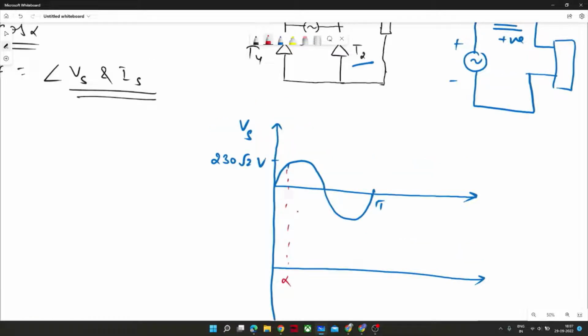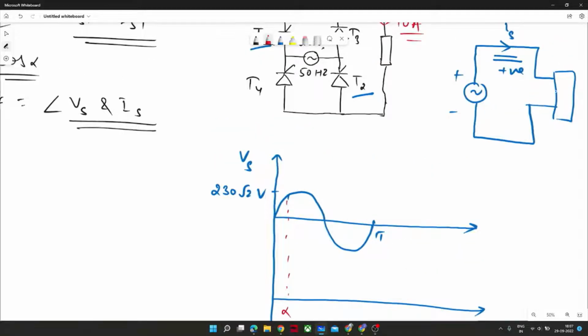And if this current is positive and this voltage is directly connected to the supply, if we can see here, there is no inductance or capacitance or anything else. So this V0 would be equal to Vs from alpha to whatever point T1 and T2 conduct. Okay. So it will start conducting from alpha, and it will conduct at least till pi. This was pi, this was 2 pi.